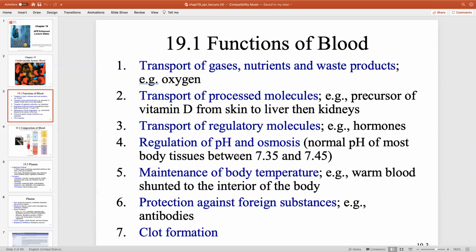Regulation of pH and osmosis. Our normal blood pH is slightly basic. It's not 7.0 and neutral. It's slightly basic. We're going to see that's important later on, right? Why we need this slightly basic blood and how we make slightly basic blood we'll discuss in a lot more detail in chapter 22, as well as later this semester when we talk about the kidneys. Maintenance of body temperature: shivering.